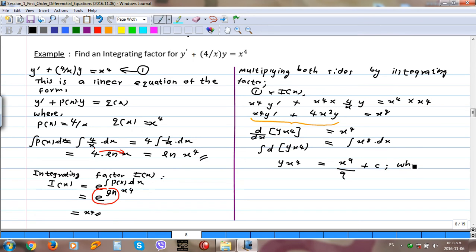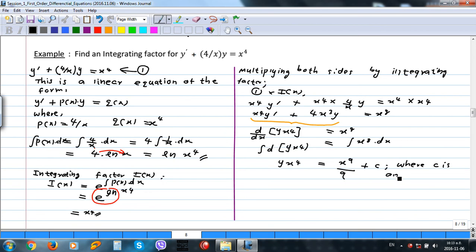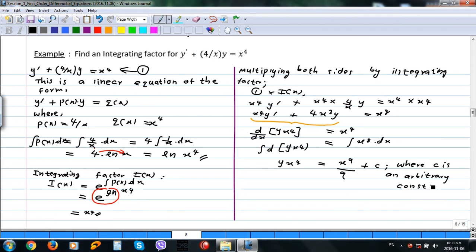where c is an arbitrary constant. This is the answer, right? So you can solve it this way.